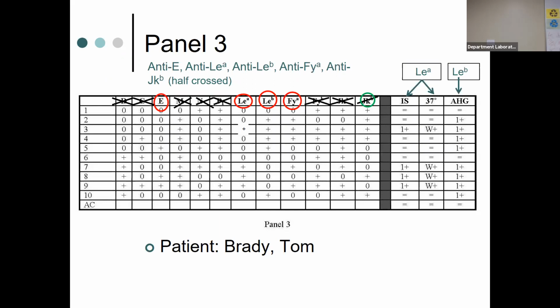Remember when we talked about the Lewis family? I said they were really a nuisance in blood bank, right? They're not really considered clinically significant. They can't cross the placenta, and their phase of reactivity is all over the board. They can react at initial spin, 37, and/or AHG. So here our patient's reacting Lewis A at initial spin, 37, and AHG. Lewis B is reacting only at AHG.